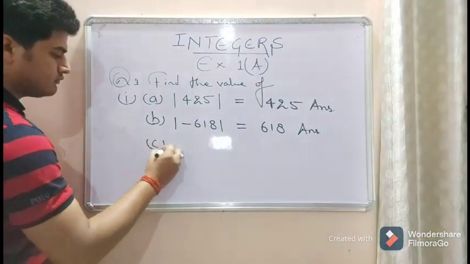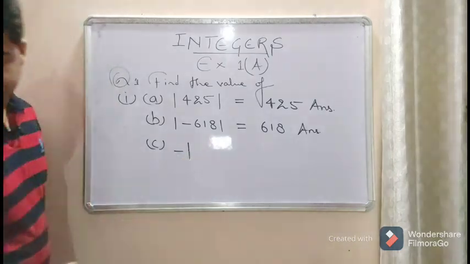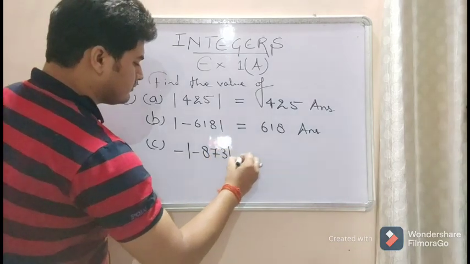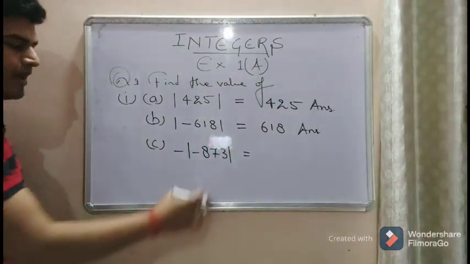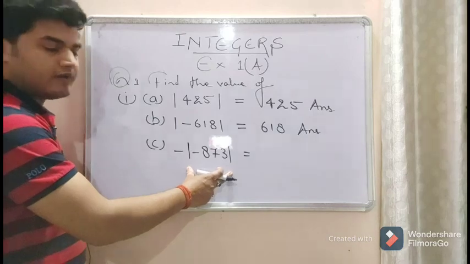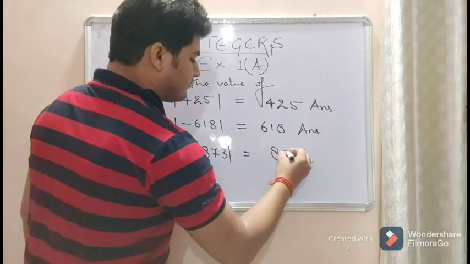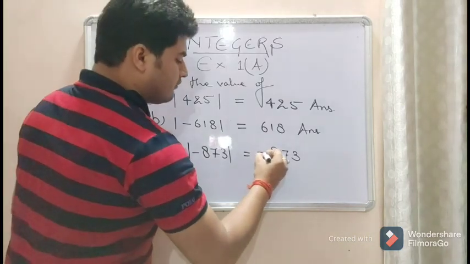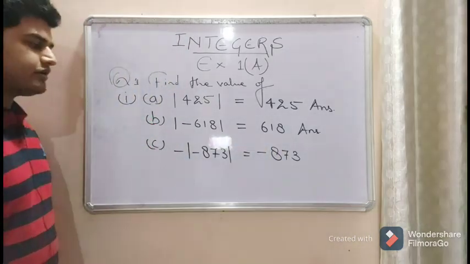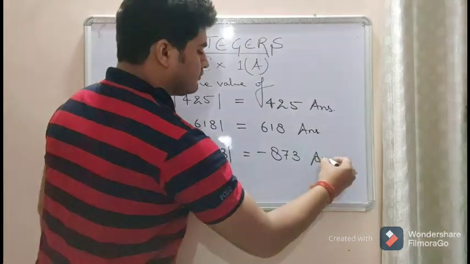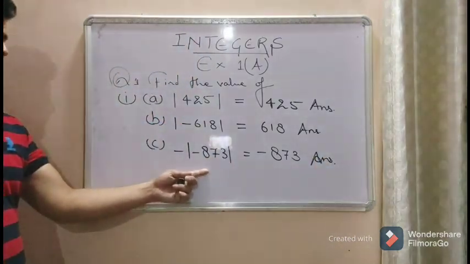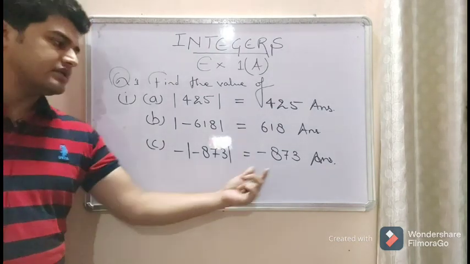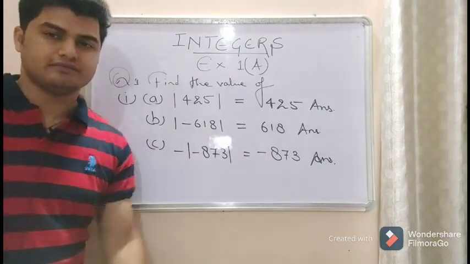C, minus of mod of minus 873. Now minus 873, on applying the mod function, it will become 873. And the minus in front of it will remain as it is. So the answer will be minus 873. Now in this question there was a mod function, but because there is a minus sign in front of it, the answer is coming out to be negative.